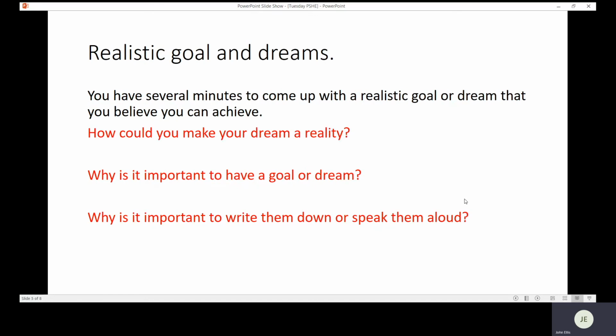Okay, so we're going to move on to the next part. So it says here, realistic goals and dreams. It says you have several minutes to come up with a realistic goal or dream that you believe you can achieve. By realistic, what I mean by that is, for example, I'm not going to be able to grow wings tomorrow and fly to the moon. I'm probably not going to be a gazillionaire, because I wouldn't even know how to find that number on a place value chart. But I know most certainly that I do have goals or dreams that are achievable for myself.